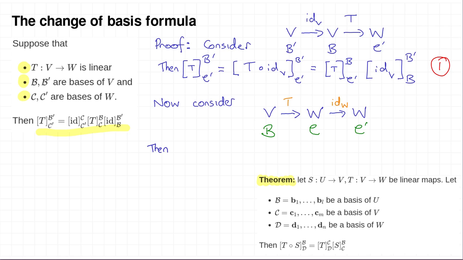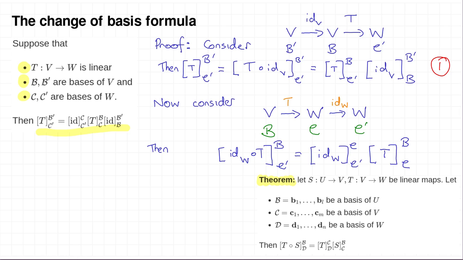Again, we're simply going to apply the theorem about matrices of compositions, and what it will tell us is the matrix of the identity on W composed with T with respect to the initial basis B and final basis C prime is equal to the matrix for the identity on W with respect to the initial basis C and final basis C prime multiplied by the matrix of T with respect to the initial basis B and the final basis C.